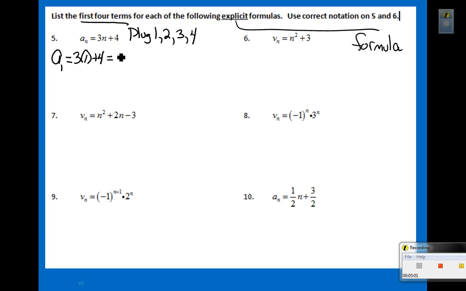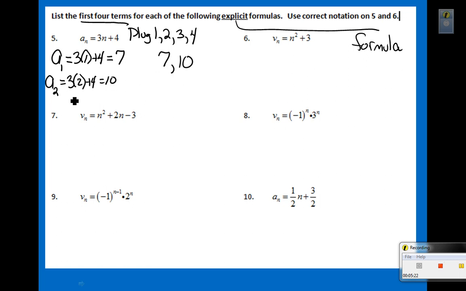So the value of my first term is 7. 3 times 1 is 3, plus 4 more is 7. So my first term is 7. Now I want my second term, a sub 2. I'm going to plug in a 2 right there where the n is. So I'm going to go 3 times 2 plus 4, and I'm going to get 10. That's all there is to it.